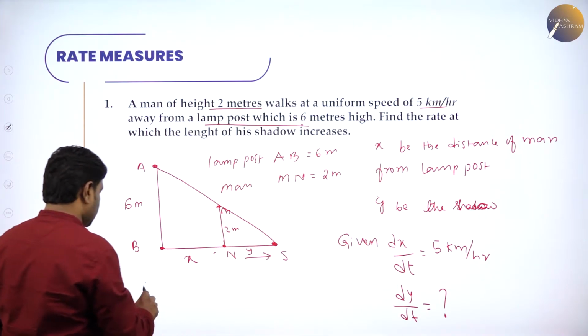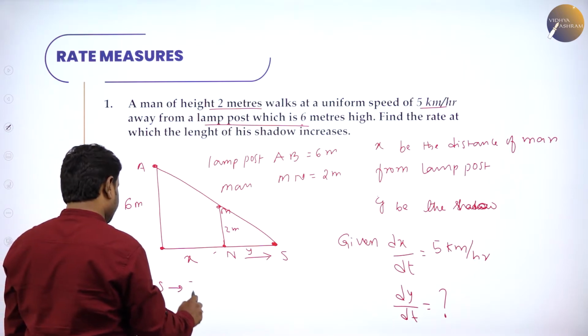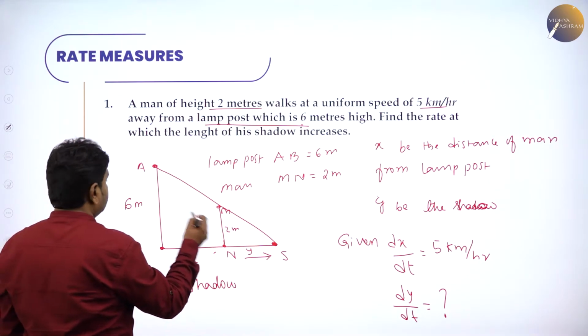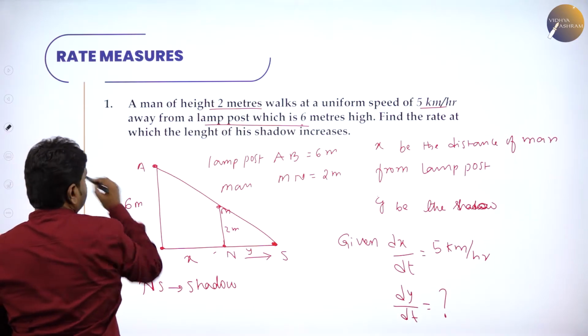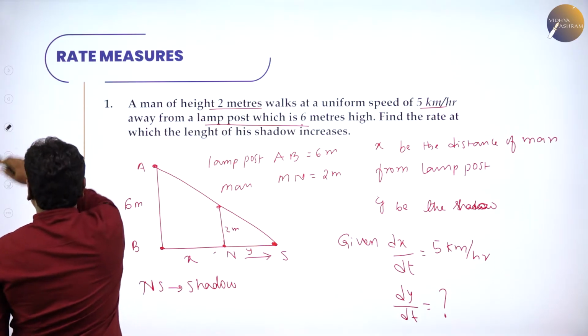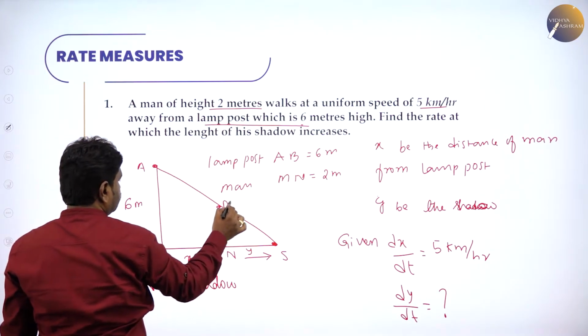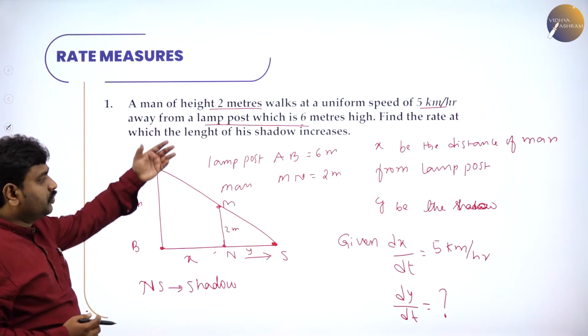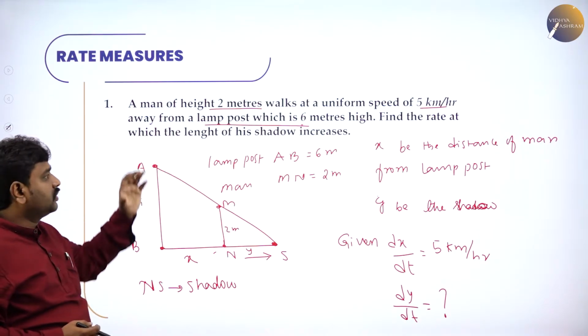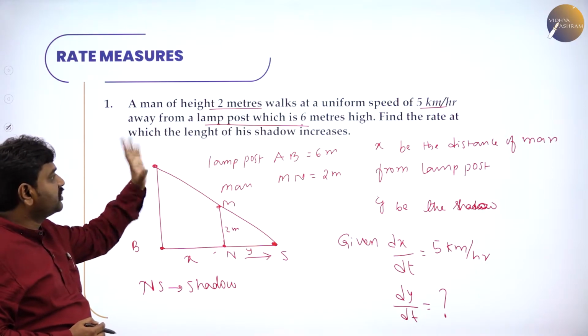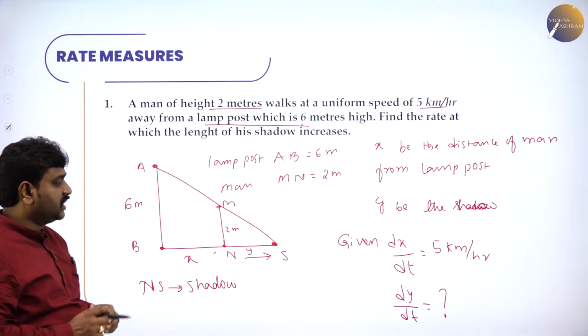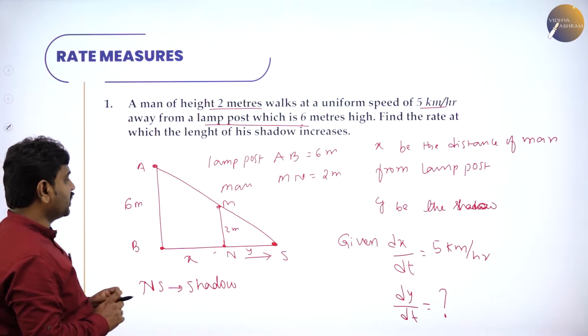In the diagram, NS is the shadow, and they're asking you to find at what rate... So whatever is given, I have written on the board. Observe this carefully. Find the rate at which the length of the shadow increases. dy by dt is what they want.